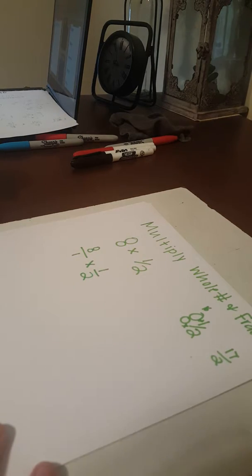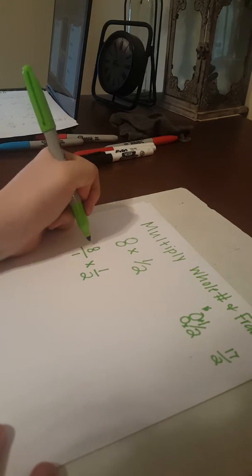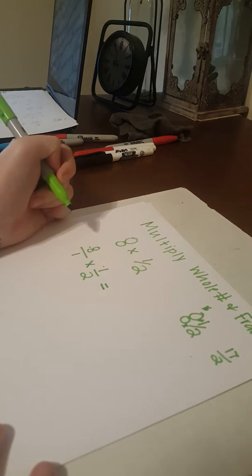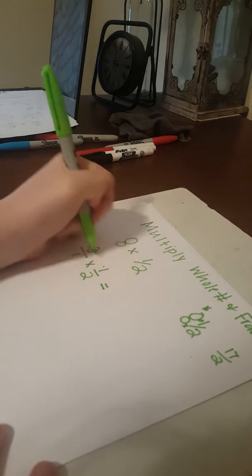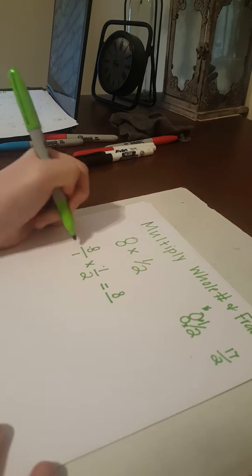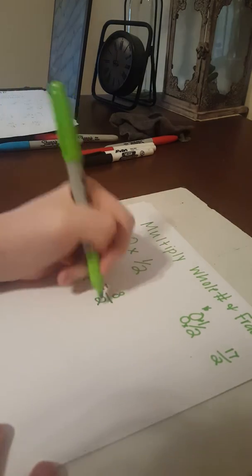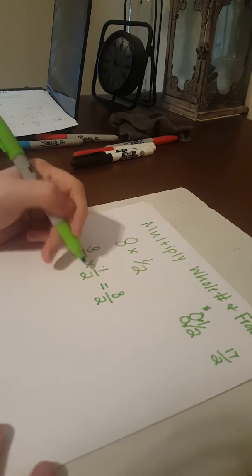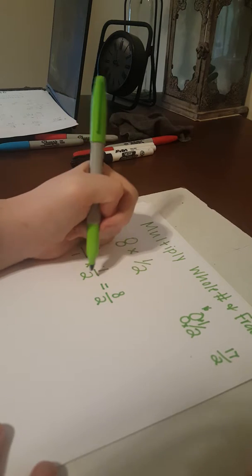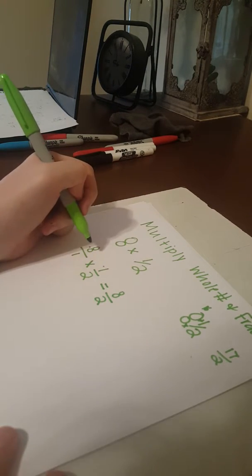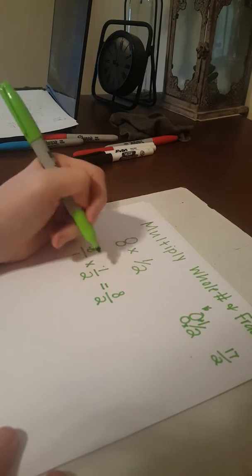Okay, now I just go straight through and multiply my numerator times my numerator. So 8 times 1 is 8. And my denominator times denominator. 1 times 2 is 2. Okay, so since I'm multiplying by a 1, my denominator won't change. Okay, it's just my numerator that'll change. So here, 8 times 1 is 8.